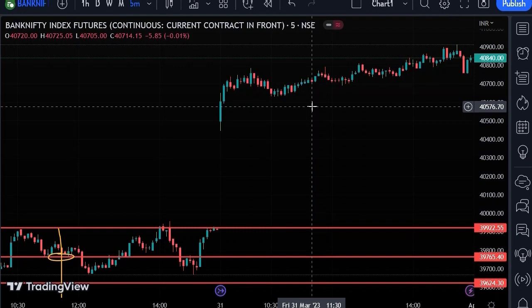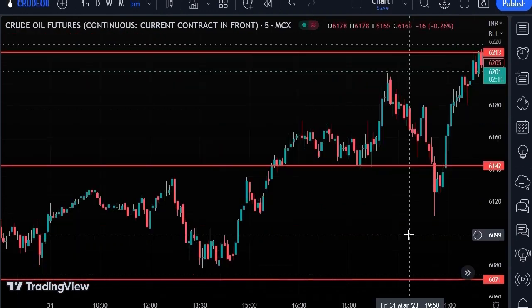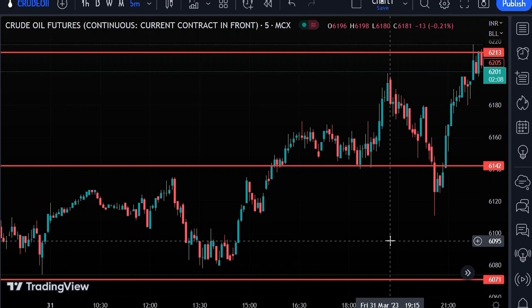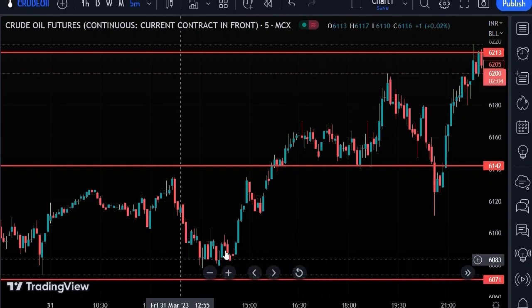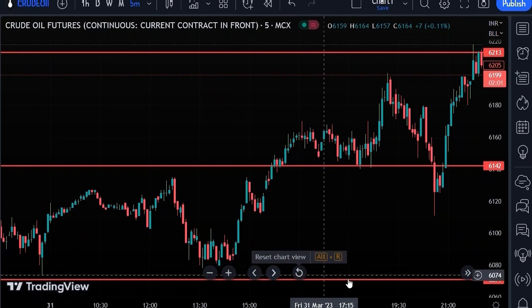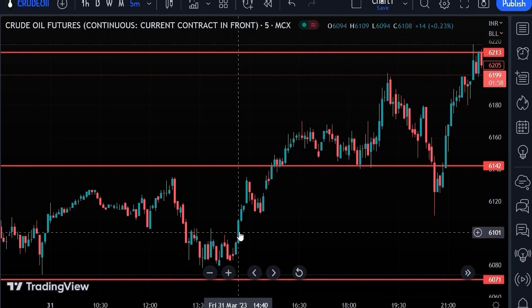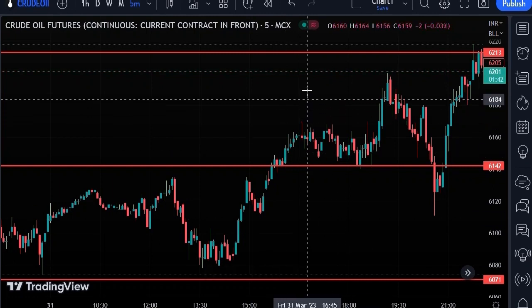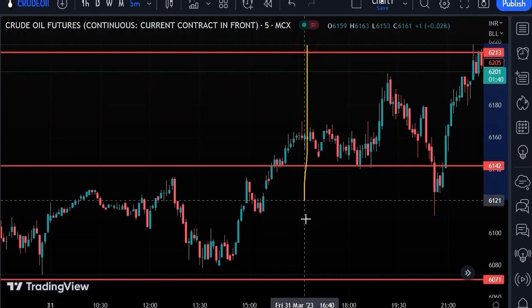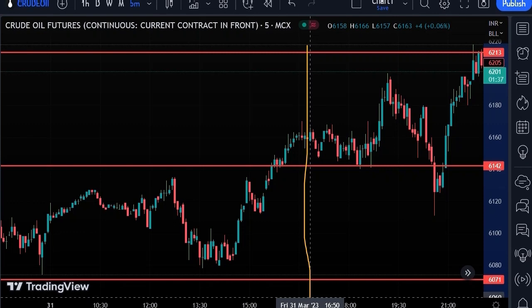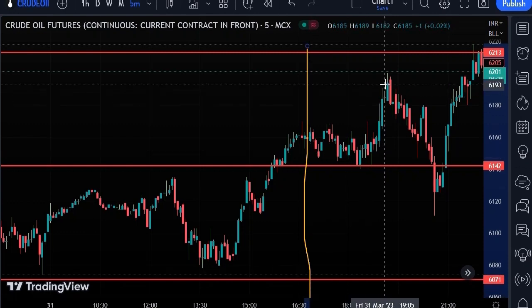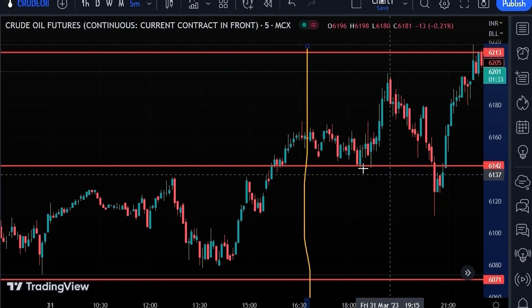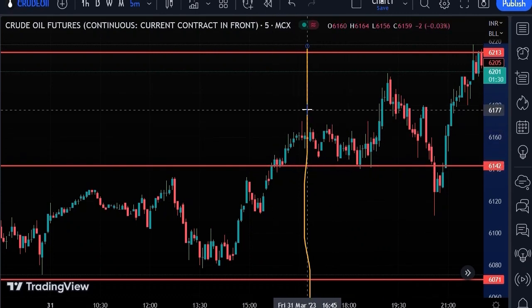Now let's check the magic level of crude oil and test the accuracy of those levels in the chart. Now I have drawn the magic levels on the chart, and you can see the price is far away from the support, and the resistance is also very far from the current price. As you can see the yellow line, I have given the magic levels on that yellow line, so it means the left part of the chart is already drawn and the right part of the chart was empty at that time.